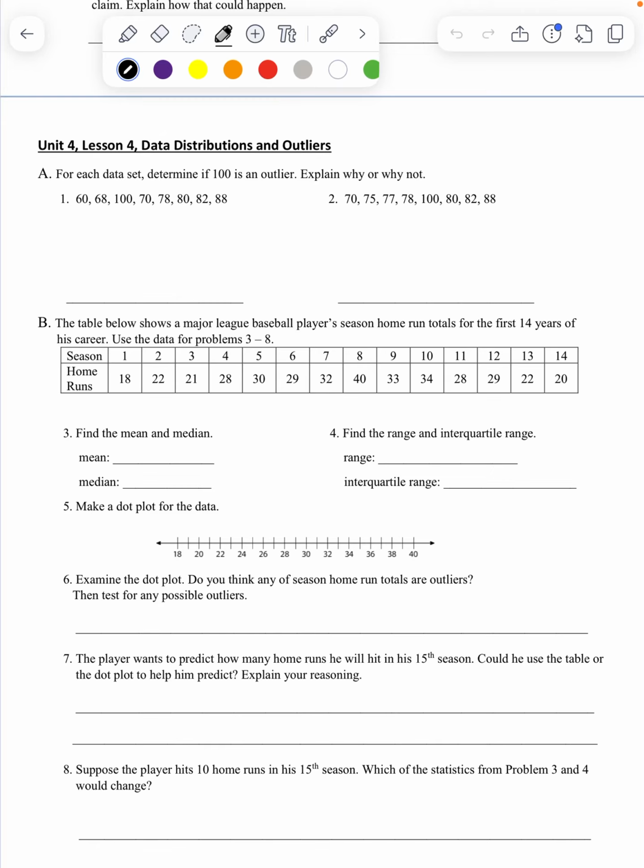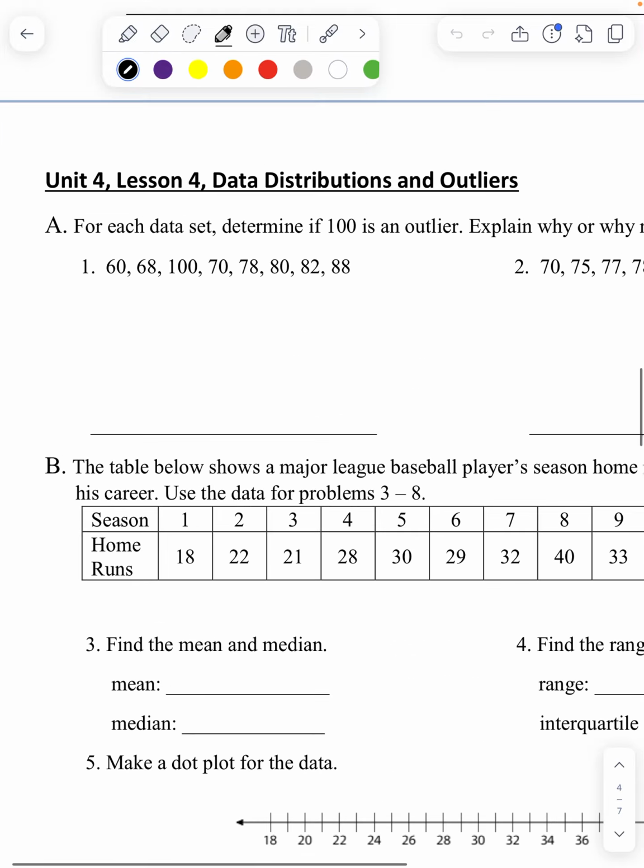Okay, Algebra 1, Unit 4, Lesson 4, Data Distributions and Outliers. Outliers, that means some number way smaller or way bigger than the rest of the numbers. Yeah, it's so unique, it's so different from the rest of the data. Either too small or too big, okay? But how to test it, how to verify?